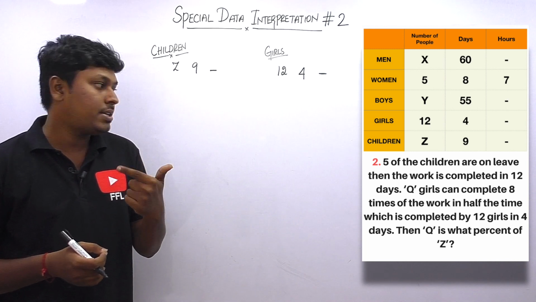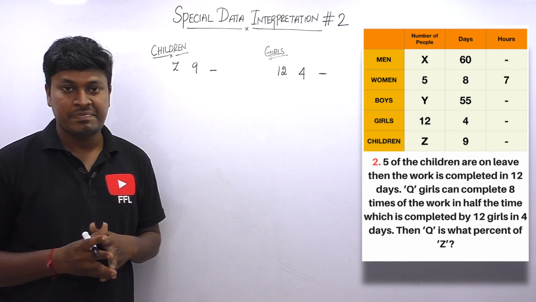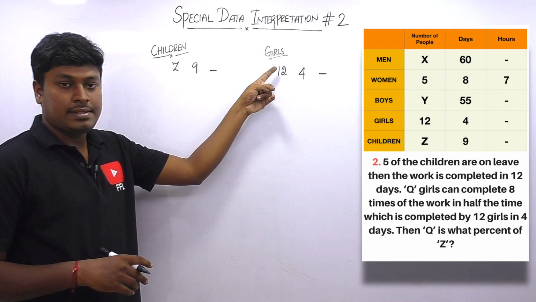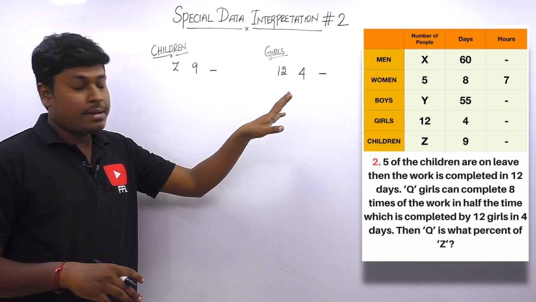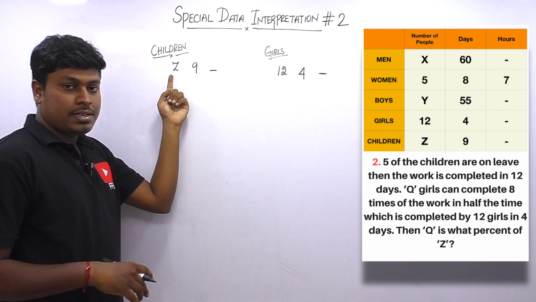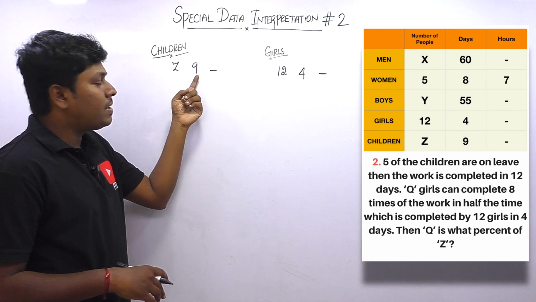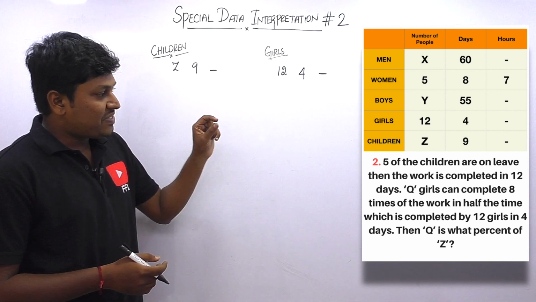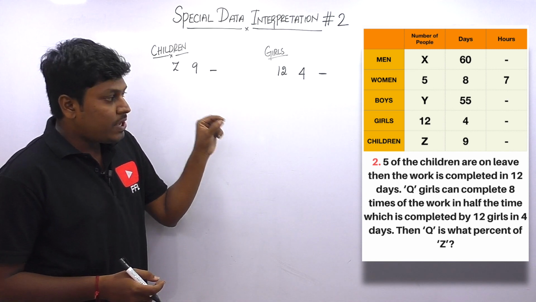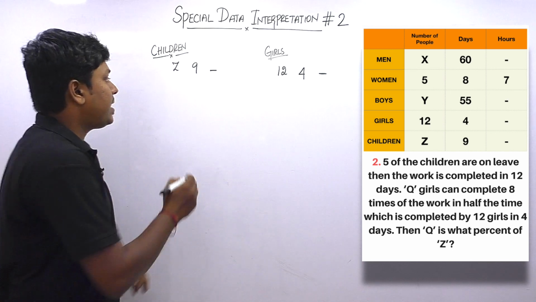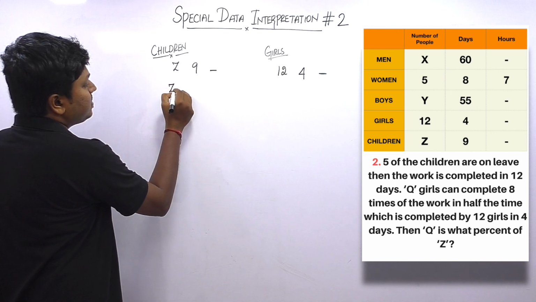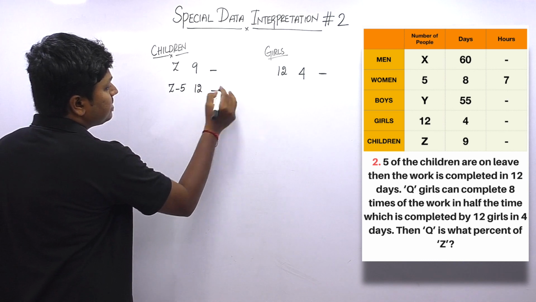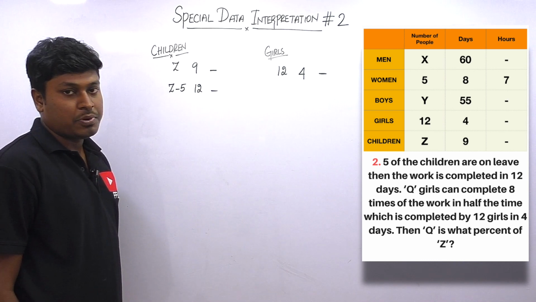Numerator should be Q and the denominator should be Z, into 100. And listen carefully, we are talking about two things. One is the children and the second is the girls. According to the given tabular column, Z number of children can complete a work in 9 days, but ours is not denoted there. In the first two lines, what they are saying is 5 of the children are on leave. So we can say that if 5 children are on leave, it is Z minus 5, and the work gets completed in 12 days. Similarly, in this condition also, they are not talking about the hours.